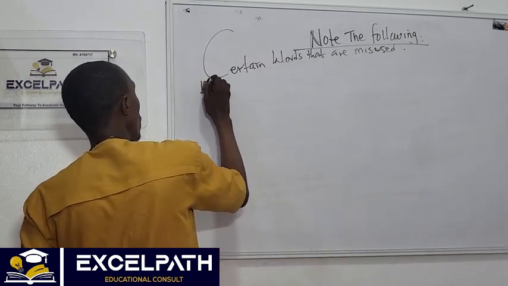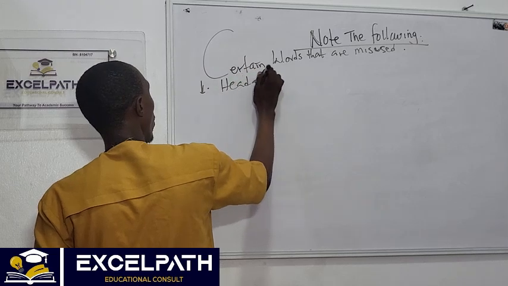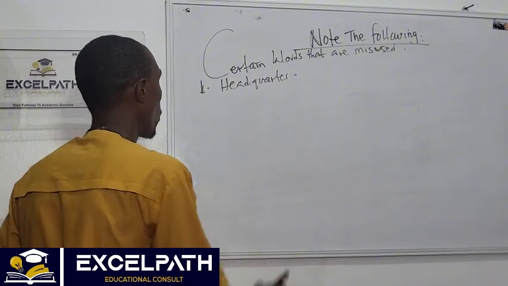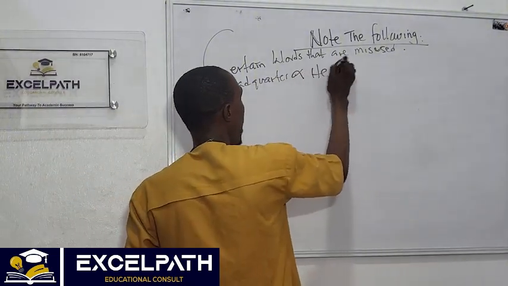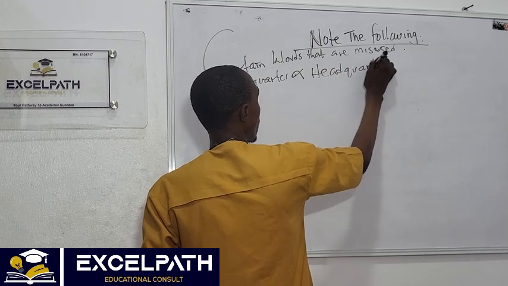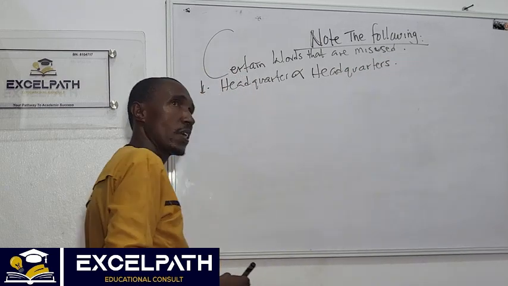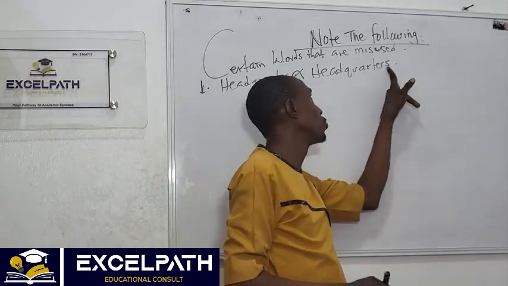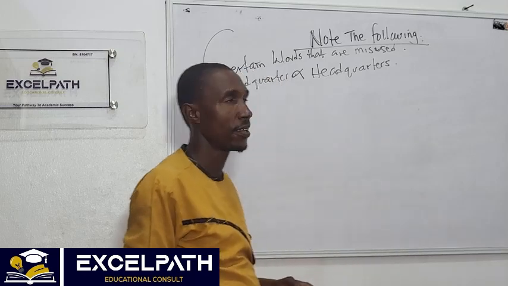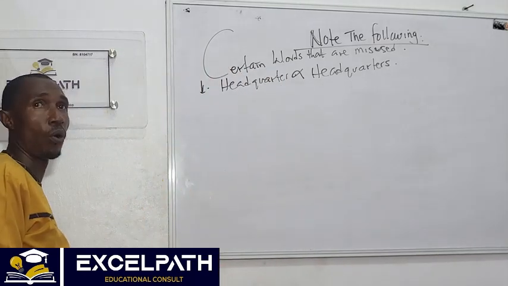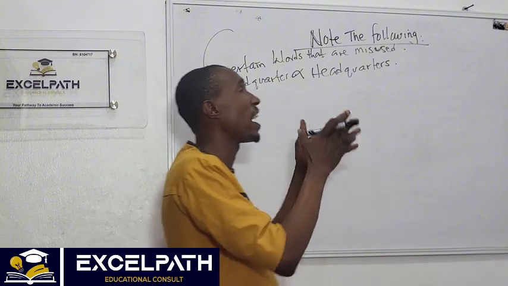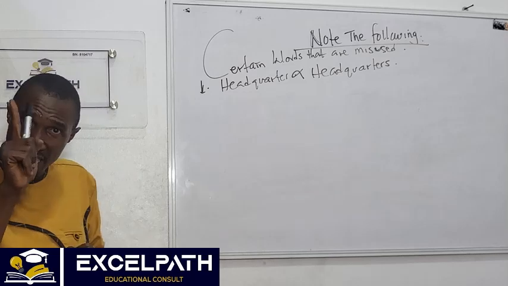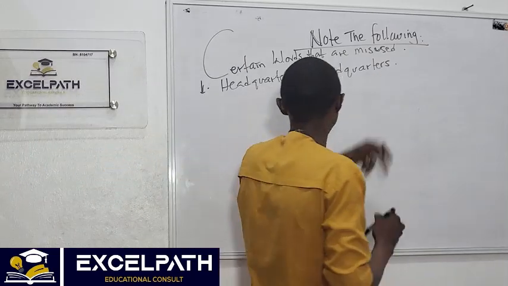Please take note. Number 1, there is no word called headquarter. It is wrong. It is headquarters. The S must be there. You don't remove the S. If you remove the S, then you are wrong. This is the headquarters of Nigeria. This is the headquarters of my business. Here is just one, but that S must be there.